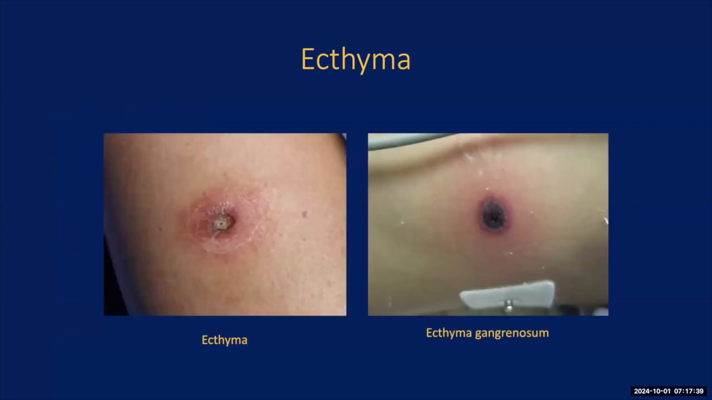And here are two examples of this. On the left, you'll see your typical ecthyma. You can see a punched out lesion in the center and a surrounding erythema. On the right side is ecthyma gangrenosum, which is caused by Pseudomonas. And the differentiating factor is that in the center, there's typically a dark greenish, sometimes blackish necrotic center that clinically may differentiate ecthyma gangrenosum from ecthyma.